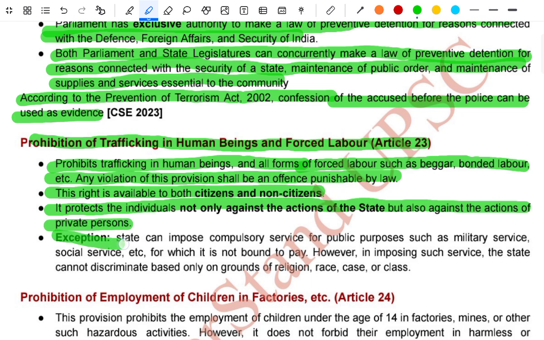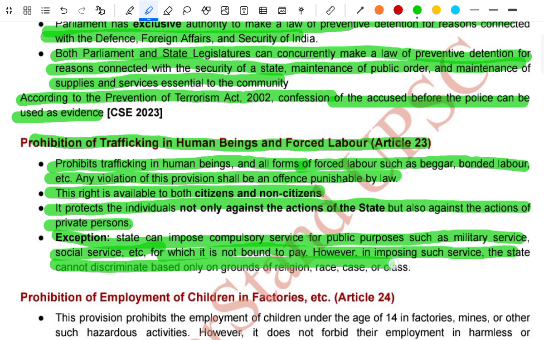The exception: the state can impose compulsory service for public purposes, such as military service, social service, etc., for which payment is not required. However, in imposing such service, the state cannot discriminate on the grounds of religion, race, caste, sex, or class.